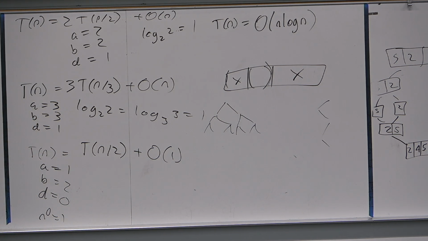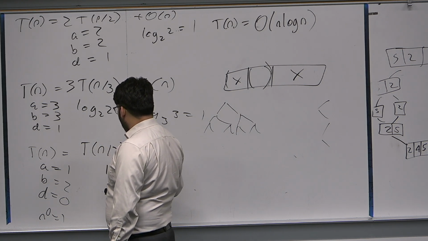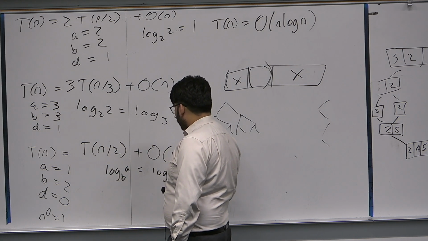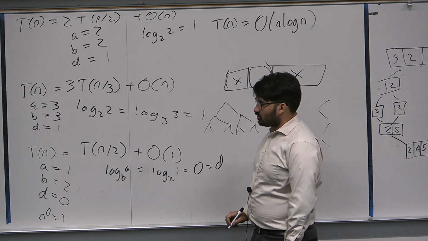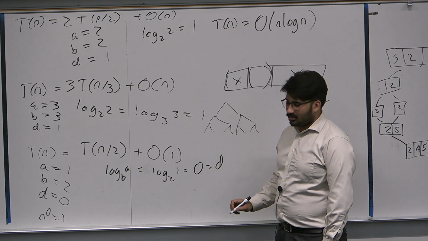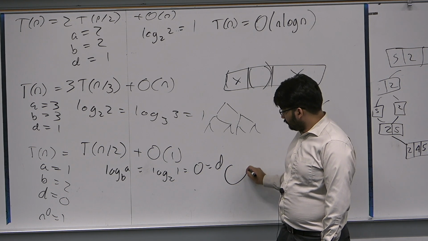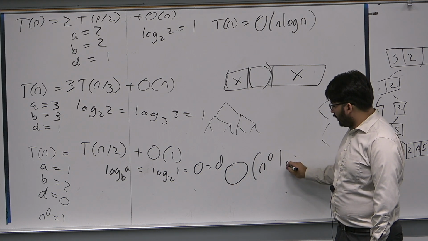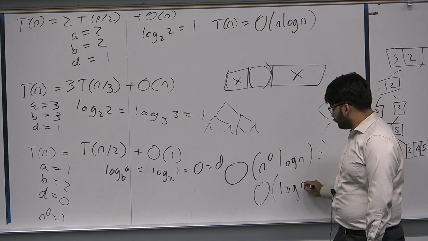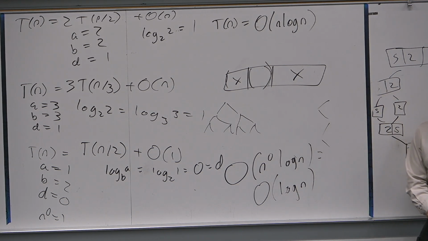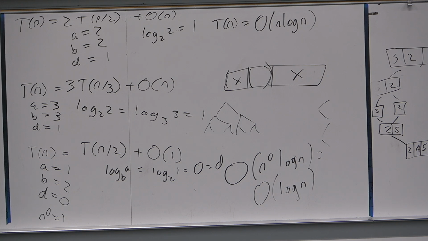Let's plug these into the master theorem. What is log base B of A, which is log base 2 of 1? Okay, which is equal to D. So we're in which case? We're balanced. So what is the runtime? O(n^0 log n), which is just log n. Done. Easy. Questions on that?